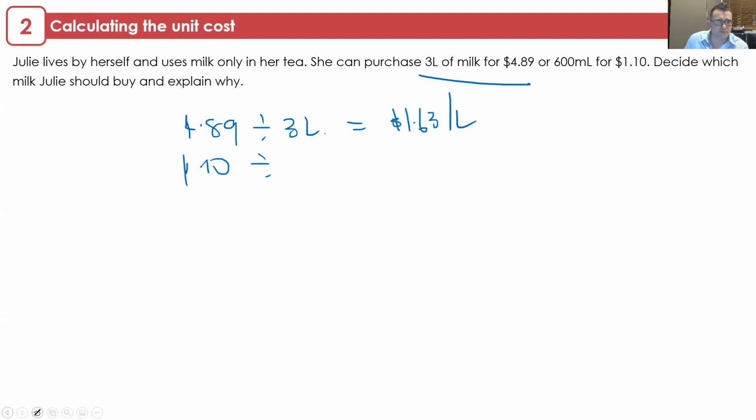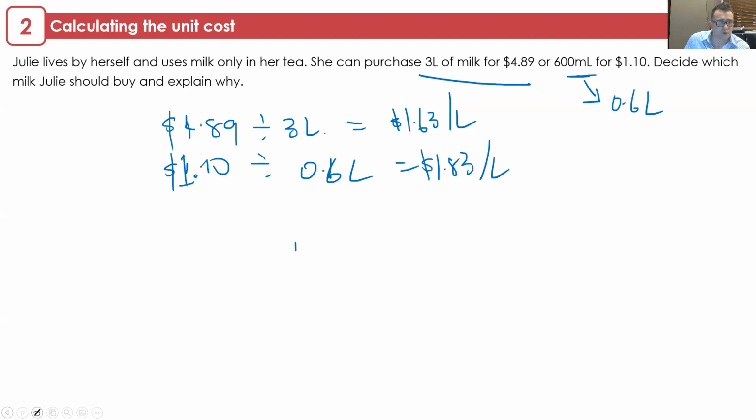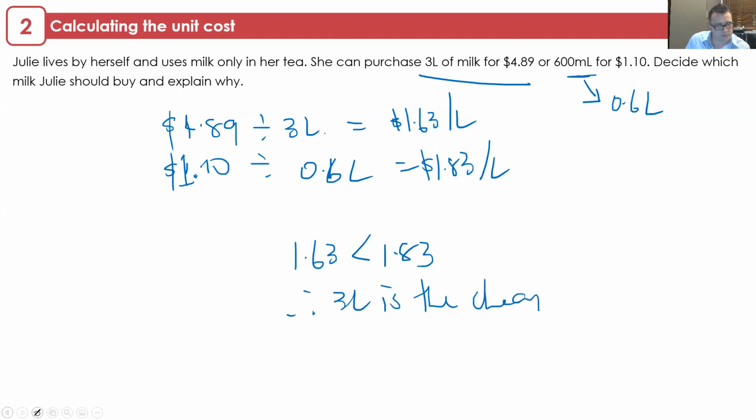And then we've got $1.10 divided by 600 ml. Once again, we need to make sure we're using the same units, so I'm going to say 600 ml is 0.6 litres. We must use the same units. So $1.10 divided by 0.6 is 1.83 per litre. So 1.63 is less than 1.83. Therefore, the 3 litre is the cheapest.